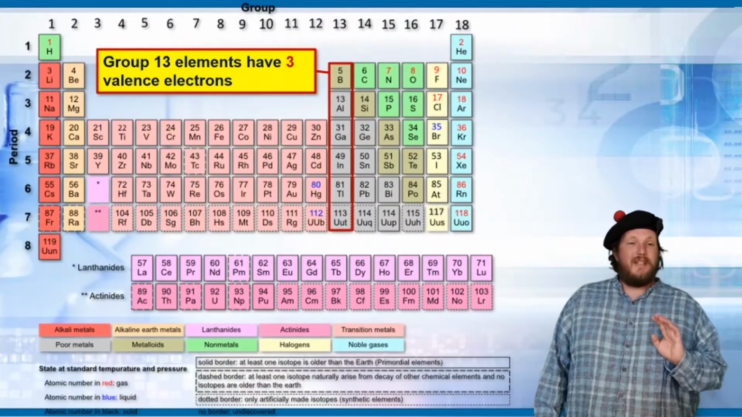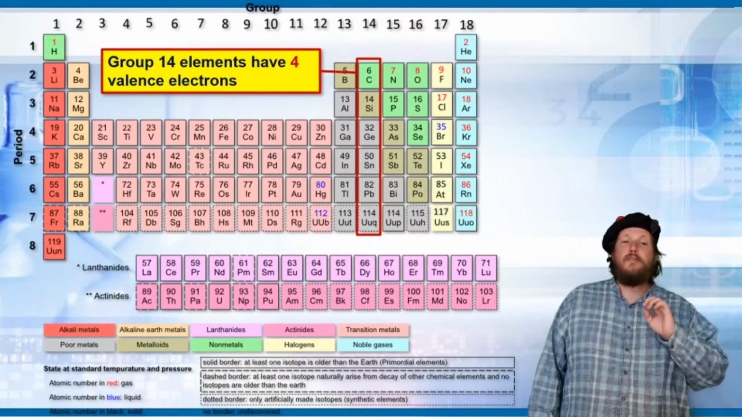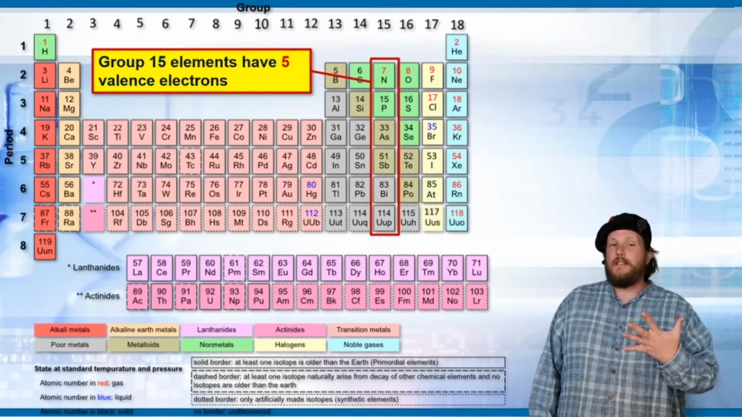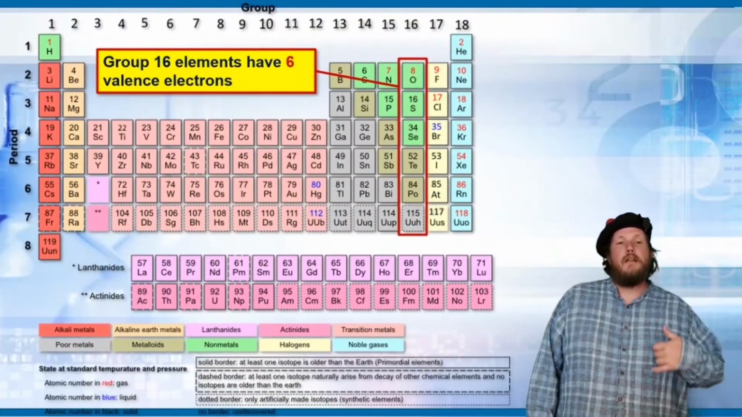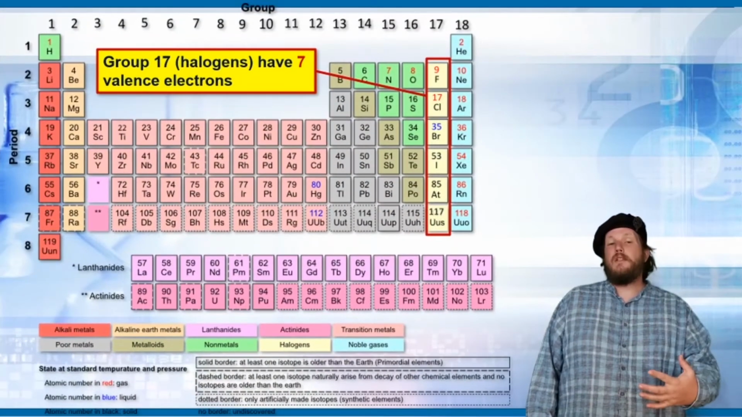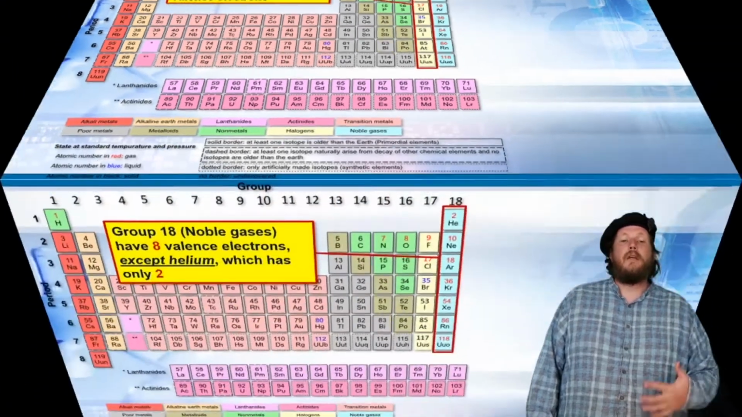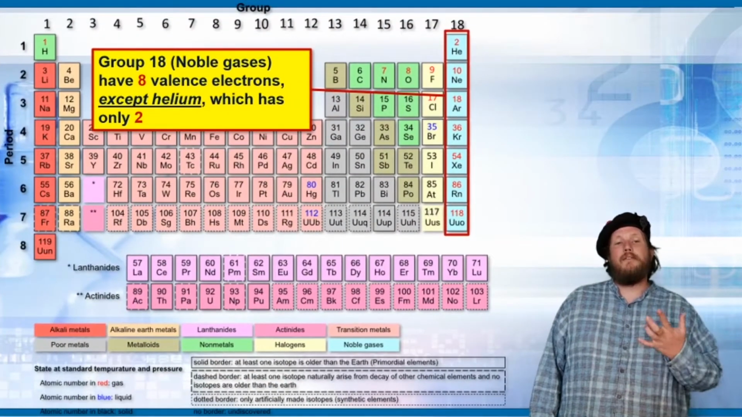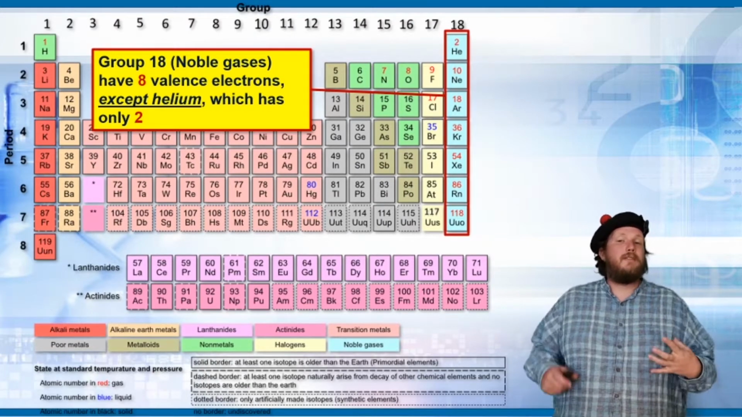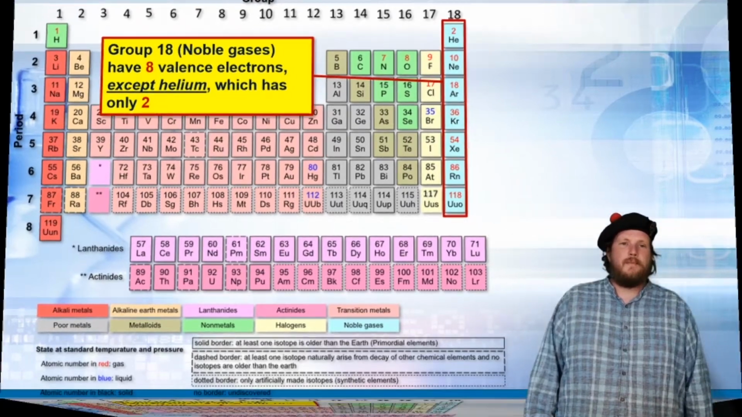Group 13 has 3 valence electrons. Group 14 has 4 valence electrons. Group 15 has 5 valence electrons. Group 16 has 6 valence electrons. Group 17, the halogens, have 7 valence electrons. And group 18, the noble gases, have 8 valence electrons, except for helium, which only has 2 because it has a full shell, and since it only fills that first shell, that's only 2 electrons.